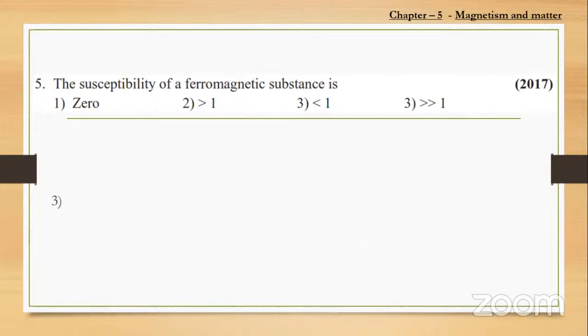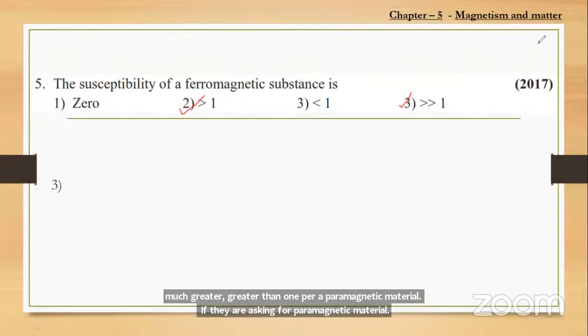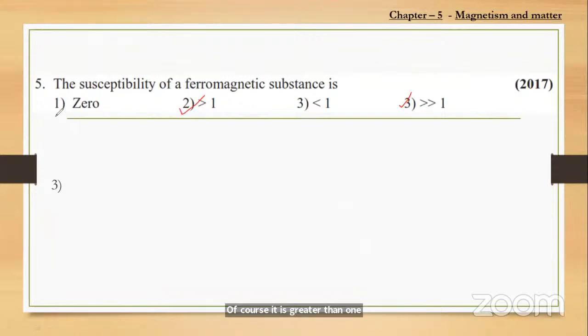Okay, students. So the answer is here: ferromagnetic material susceptibility. Both of them are mentioned three times. So this one is the right answer, which is much greater than 1 for a ferromagnetic material. If they are asking for paramagnetic material, of course, it is greater than 1. If in case it is diamagnetic, definitely you can write 0, or you can write a negative value also, if they are given in the options.